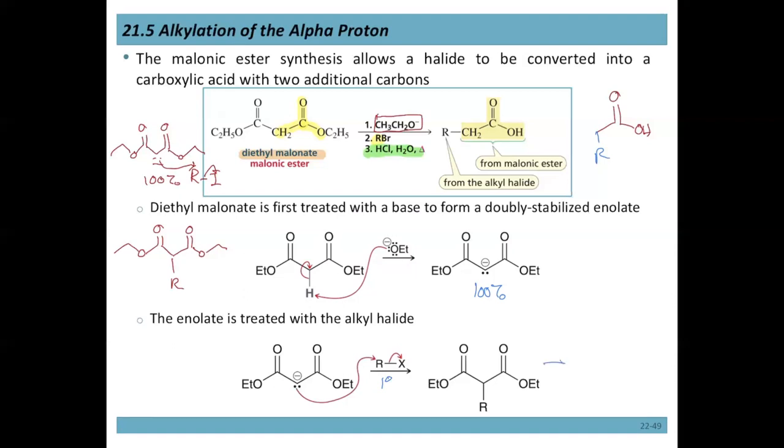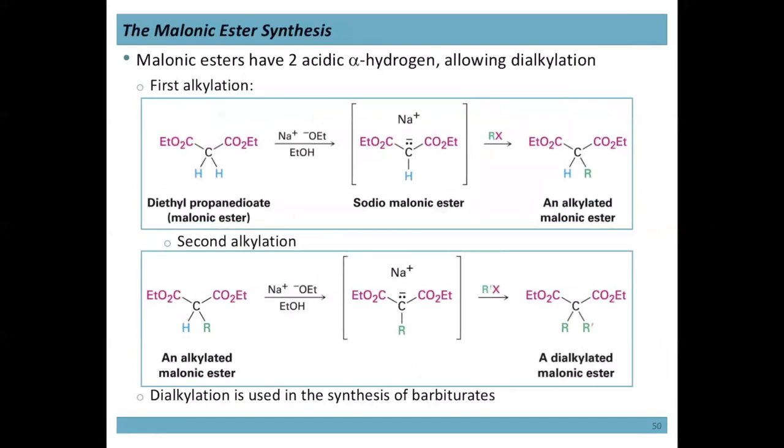But the question is, well, where do all those other atoms go in this malonic ester synthesis? How do I get to the point where I really just have an acetic acid and that R group? Where do all these other atoms go here? Okay, keep that in mind because we're going to talk about it. But first of all, we can actually alkylate these malonic esters twice. We can deprotonate, and that gives us an enolate, and we could add on one R group.